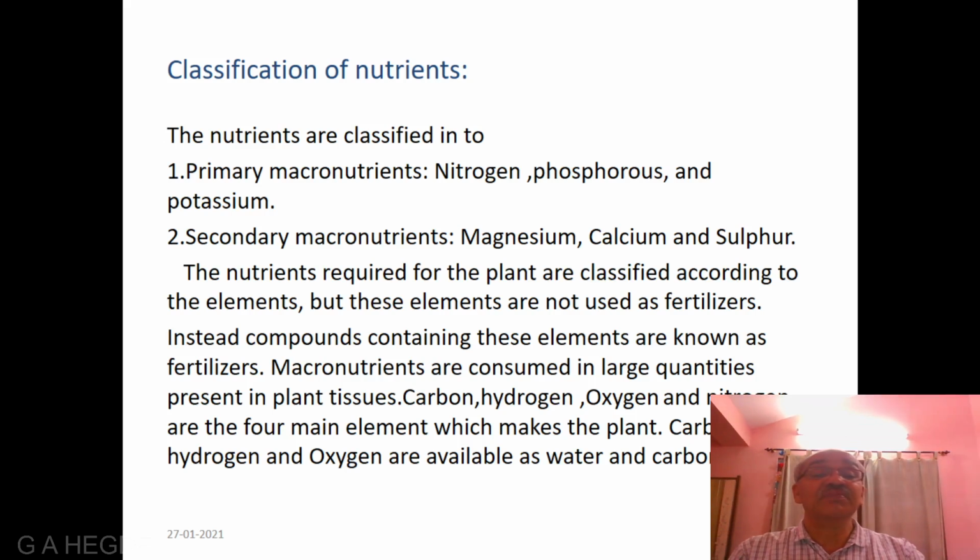Classification of nutrients. The nutrients are classified into: number 1, primary macronutrients, nitrogen, phosphorus and potassium. Number 2, secondary macronutrients, magnesium, calcium and sulfur. The nutrients required for the plant are classified according to the elements, but these elements are not used as fertilizers. Instead, compounds containing these elements are known as fertilizers.